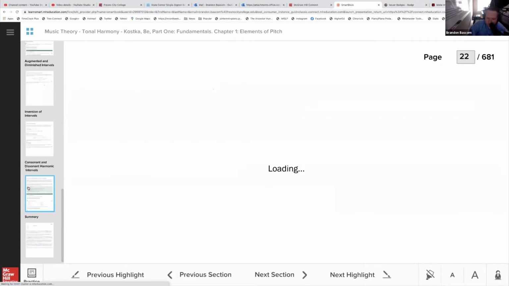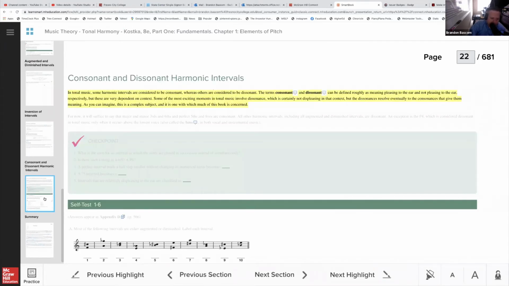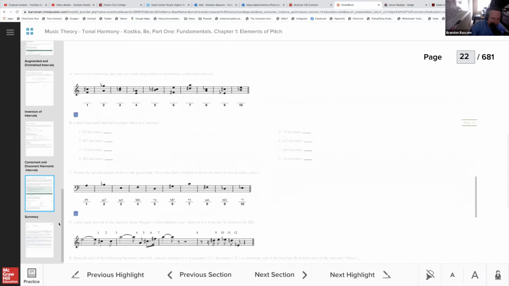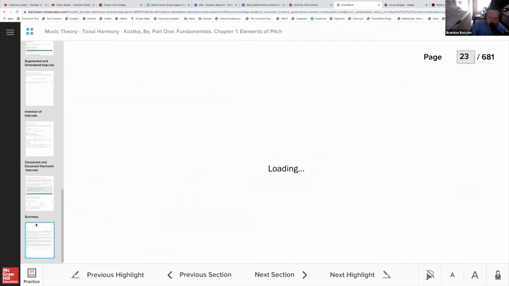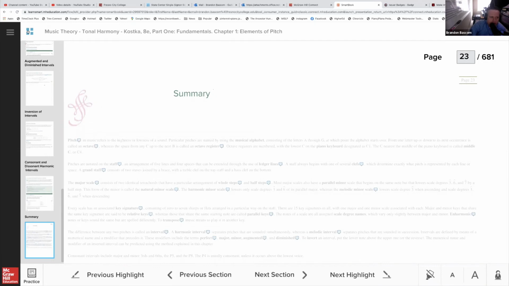So chapter 1 was all about basics. Key signatures, scales, putting the fun in fundamentals. Are we good on chapter 1?